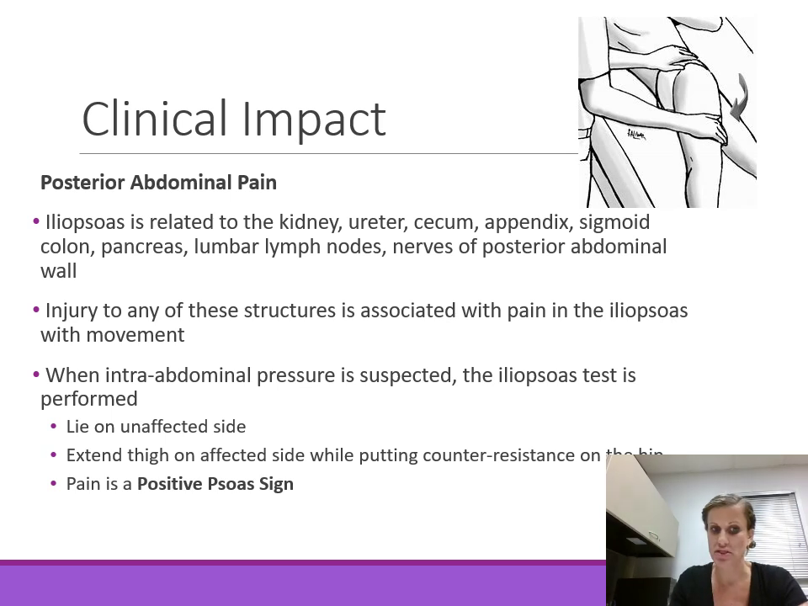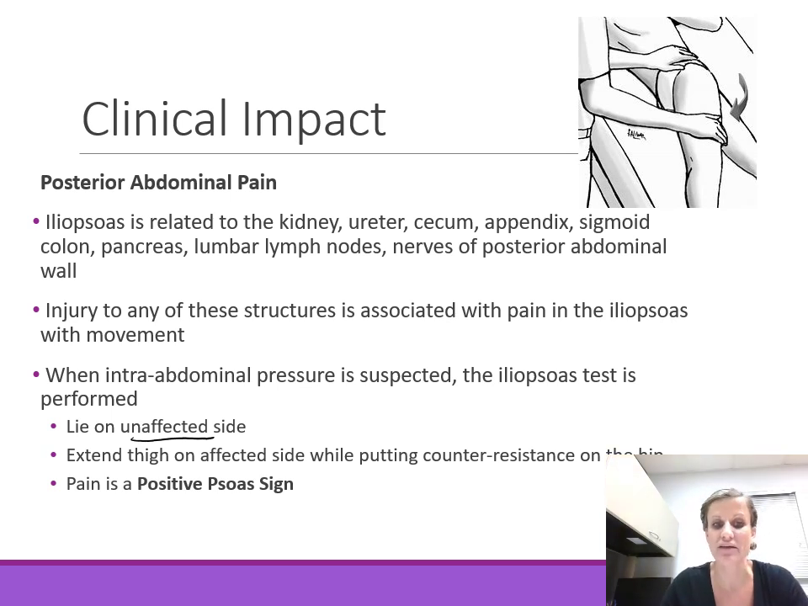For the iliopsoas test, the patient should lie on the unaffected side. So we can't say necessarily on their left or on their right. It just depends on where you suspect the problem is. For example, the appendix is on the right, so the person would lie on their left side.